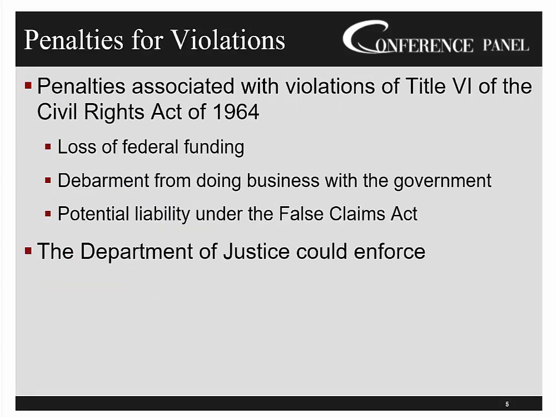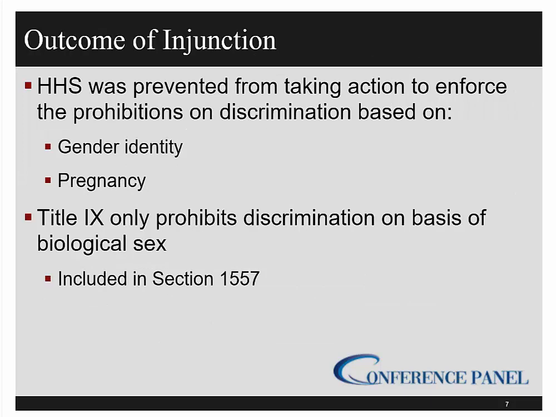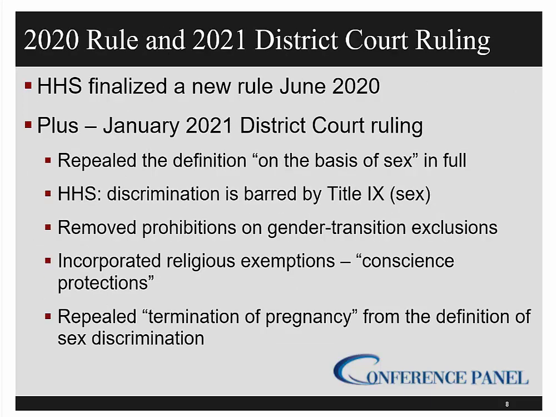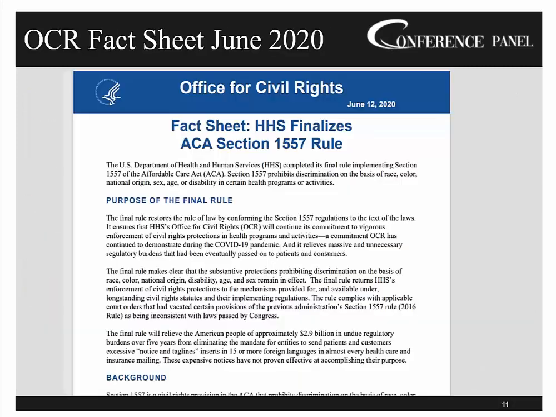There are penalties if they do violate them, and especially Title VI of the Civil Rights Act. Back in 2016, the rules started to come out, and there was an interpretation by Health and Human Services and, as a result, actually an injunction. In 2020, another rule came out, and of course there was another district court ruling this year, 2021. So as a summary, what did it boil down to? And so that's what they eliminated. That's the fact sheet that I had referenced. June of last year is when it came out.